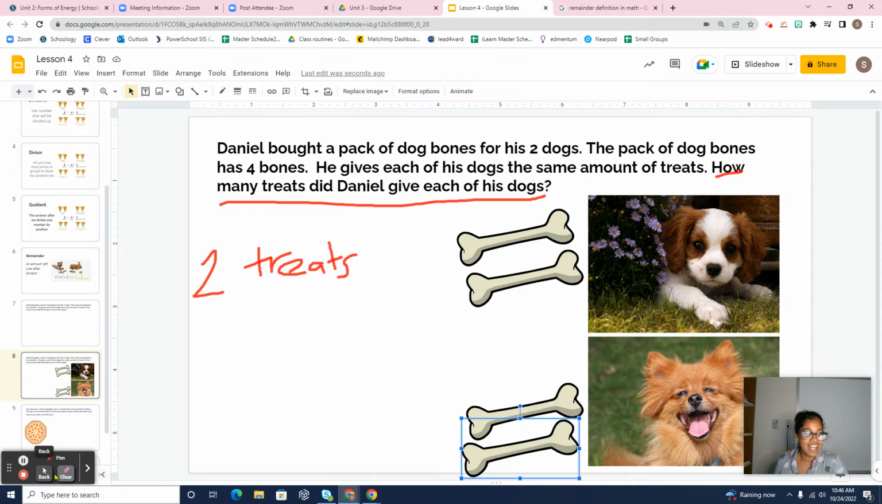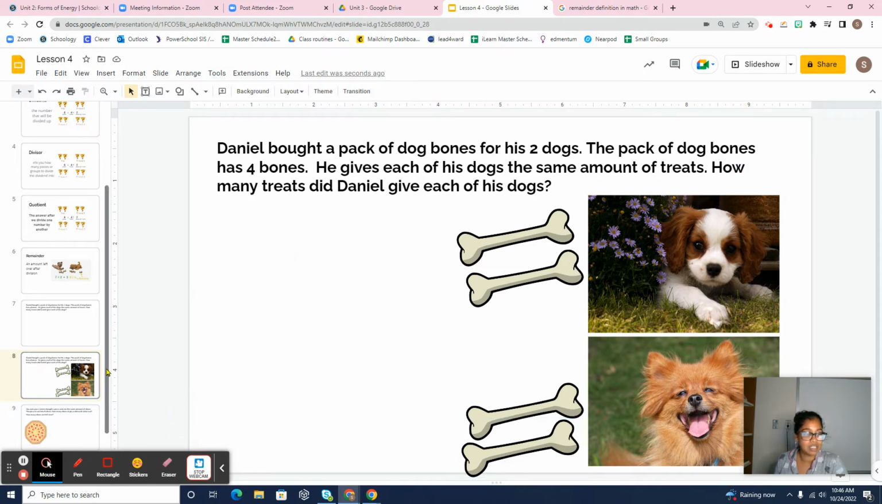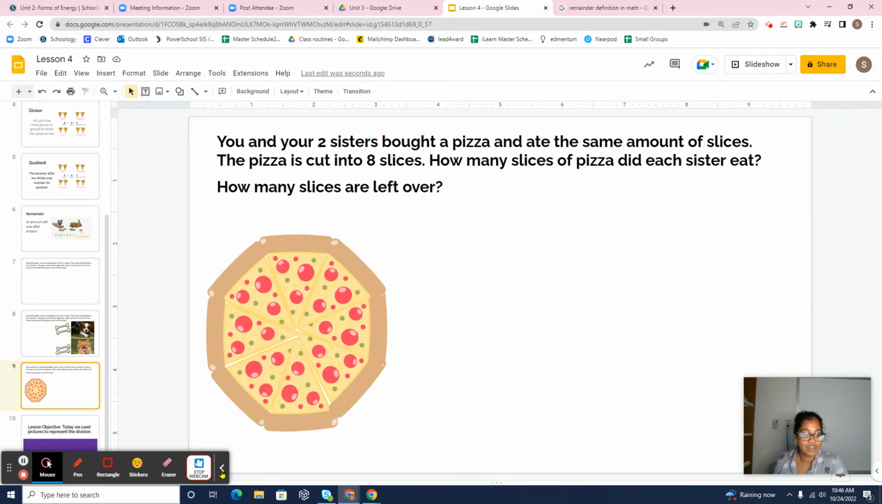All right, let's go on to our next problem. Okay, let's read that. You and your sisters bought a pizza and ate the same amount of slices. The pizza is cut into 8 slices. How many slices of pizza did each sister eat? How many slices are left over? Okay, let's get started. What we are dividing is our pizza, right? We are giving that out to people.